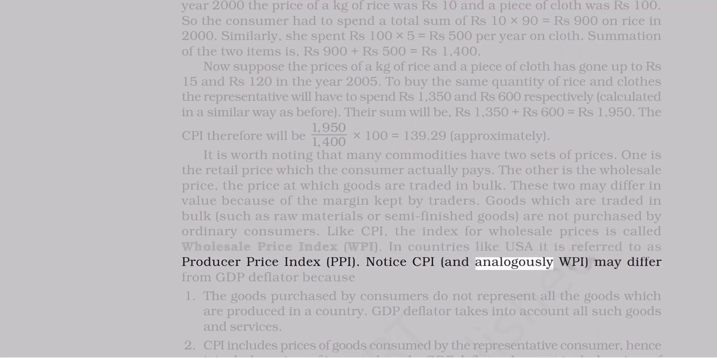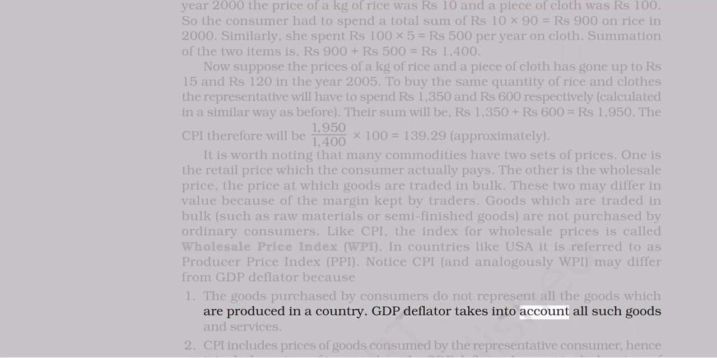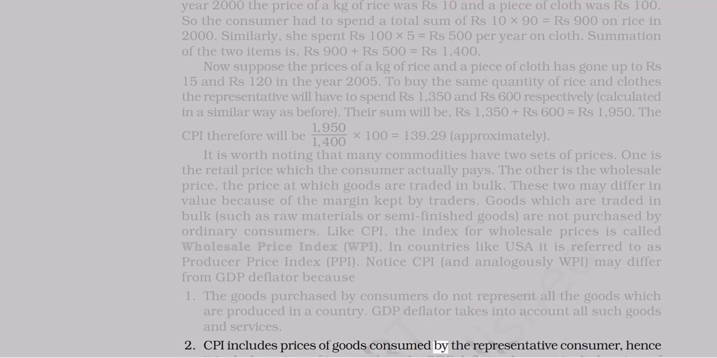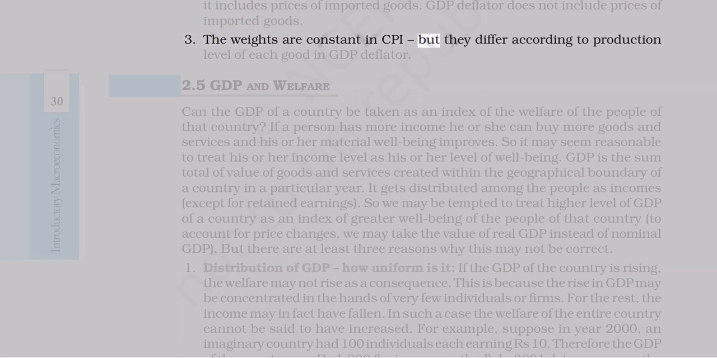Note that CPI, and analogously WPI, may differ from GDP deflator because: 1. The goods purchased by consumers do not represent all the goods which are produced in a country. GDP deflator takes into account all such goods and services. 2. CPI includes prices of goods consumed by the representative consumer, hence it includes prices of imported goods. GDP deflator does not include prices of imported goods. 3. The weights are constant in CPI, but they differ according to production level of each good in GDP deflator.